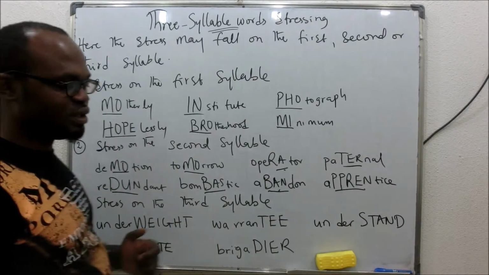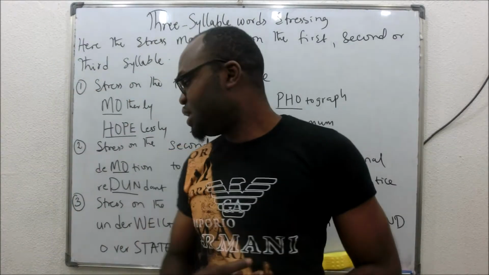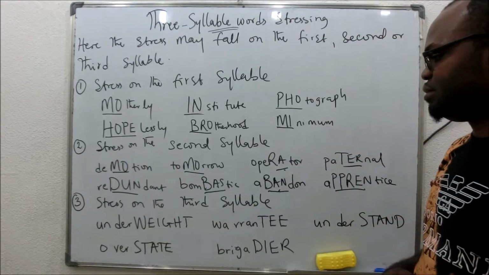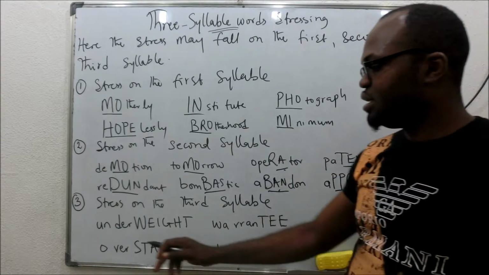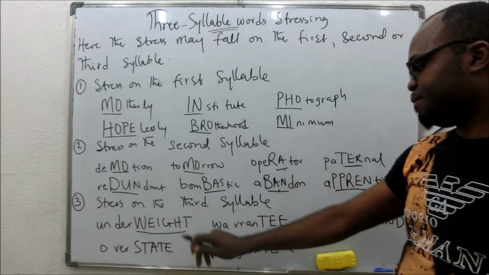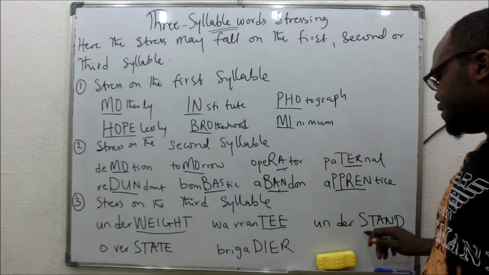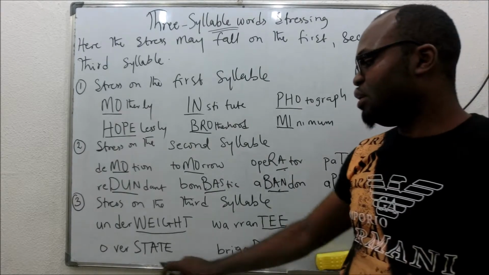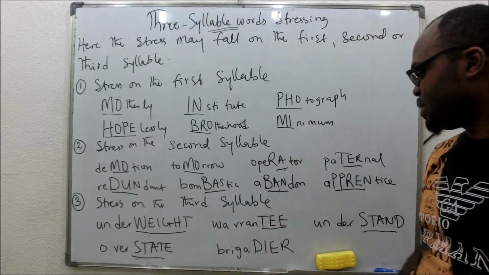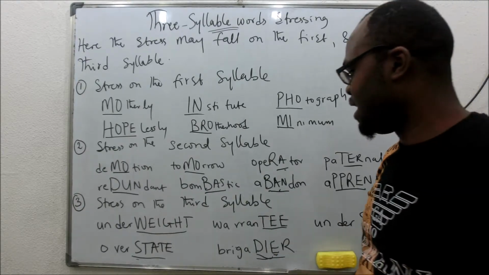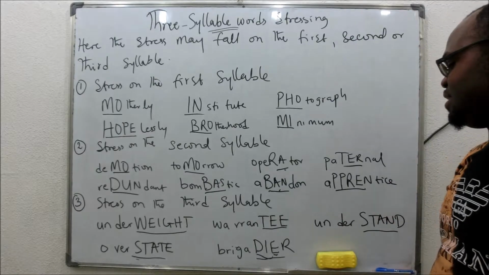Now let's look at three-syllable words that have the stress on the last or the third syllable. We look at words like underweight, warranty, understand, overstate, brigadier. So all these other words have the stress on the last syllable.